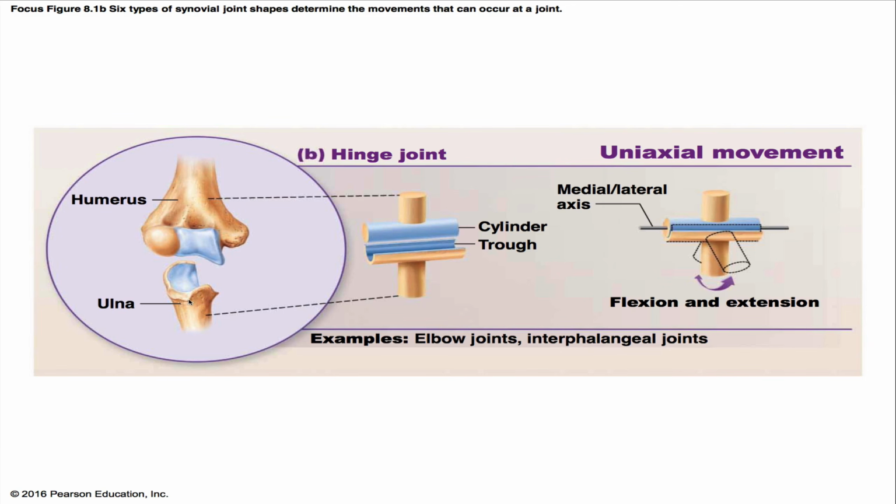The ulna is the example of the trough over here, and then the humerus bone is going to be the example of the cylinder shape structure of the second bone. And what this type of motion allows for is flexion and extension to take place. So again, we state that this is uniaxial movement.